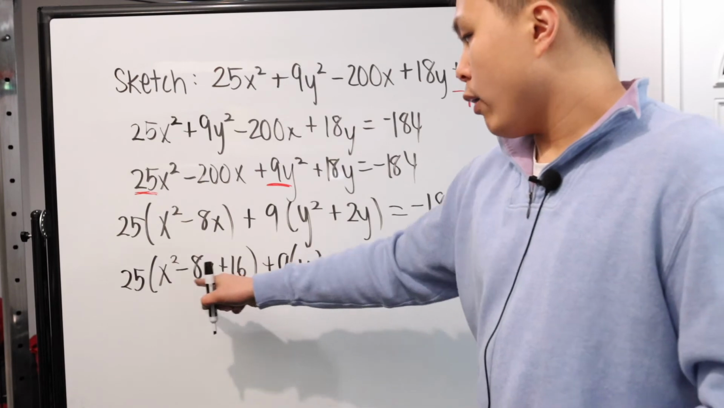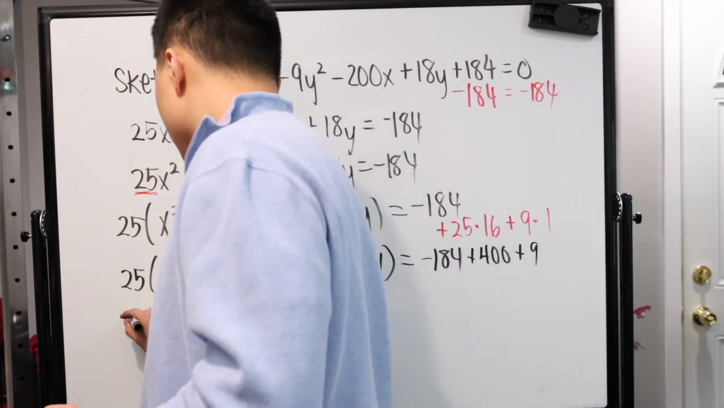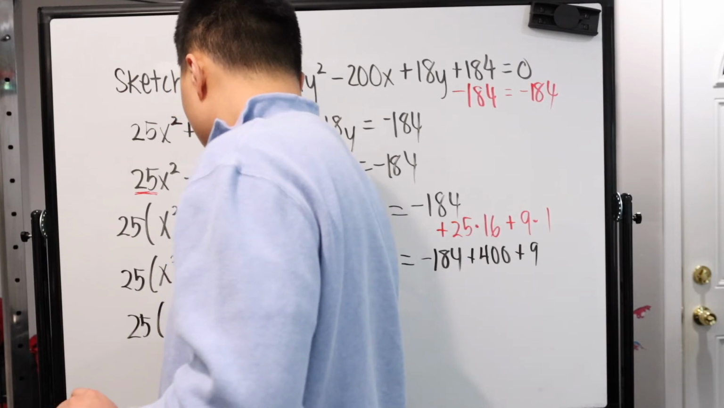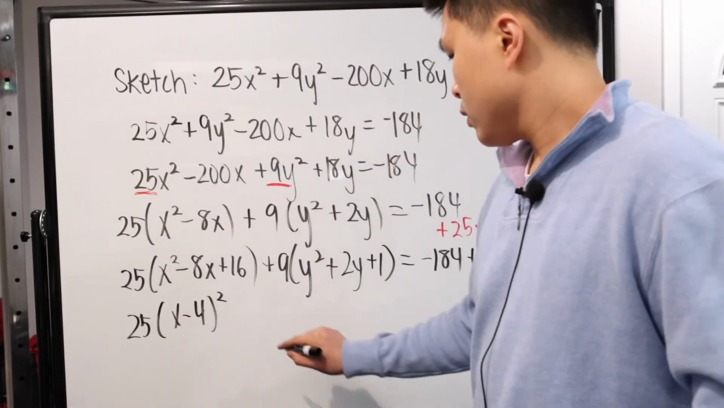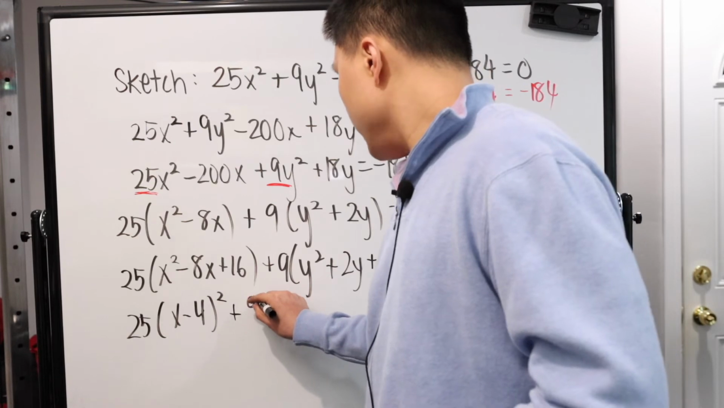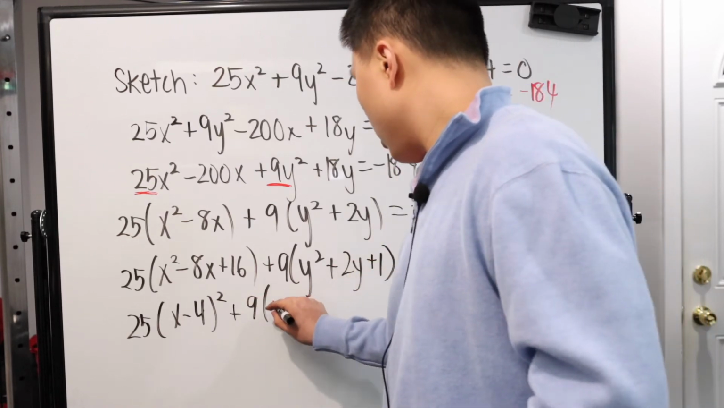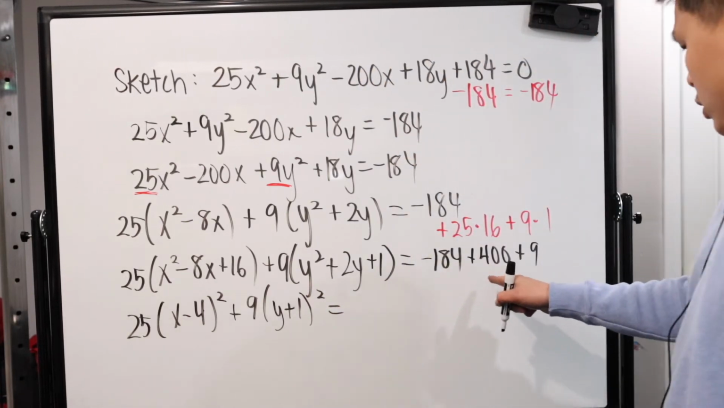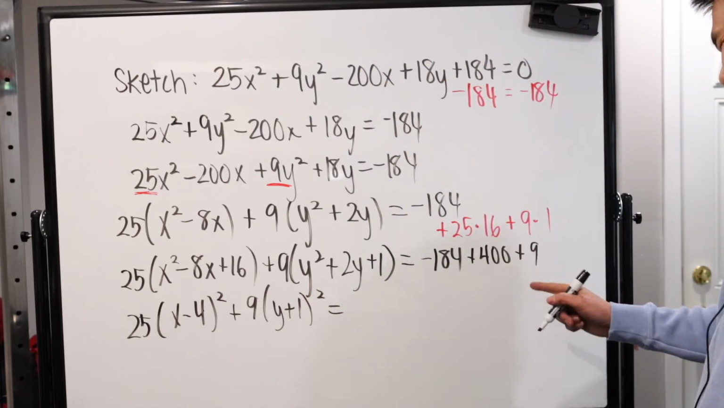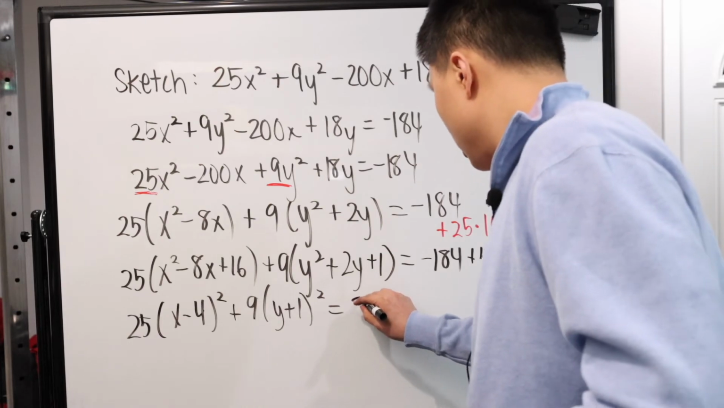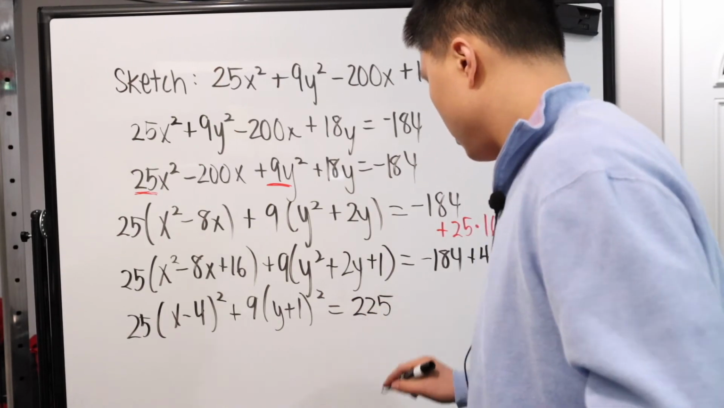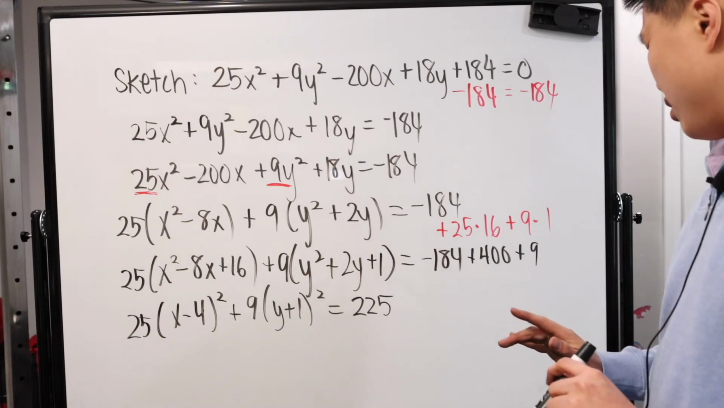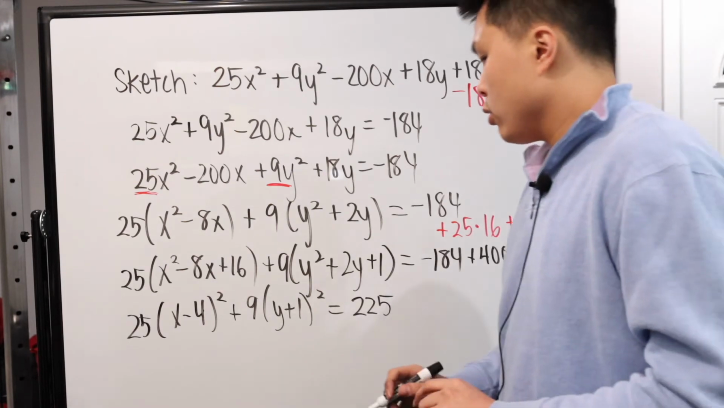And then this one, now we can actually complete it, which is going to be 25 times x minus 4 squared plus 9 times y plus 1 squared equals, what is that very quickly? I think 225. I could be wrong. Double check my math. Right? I think it's 225. Yeah. Okay, cool.